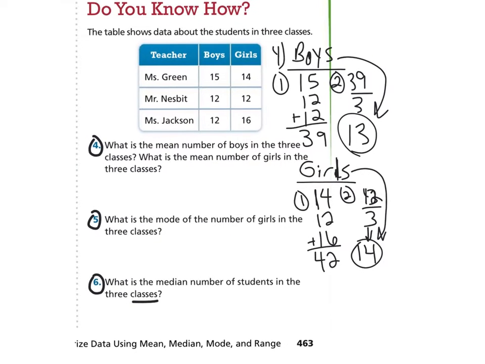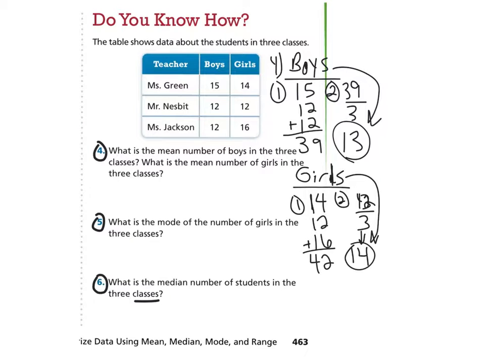We look at number 5. They're asking what is the mode of the number of girls in the 3 classes. So for this, we got to make sure we're looking at the number of girls. So we're looking at the 14, 12, and 16 here. You can see no number happens more than the others. They all happen the same amount of times, and so there is no mode.